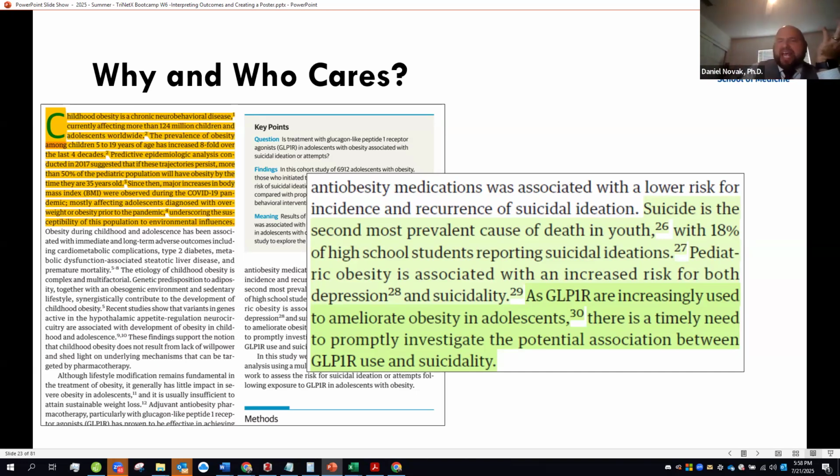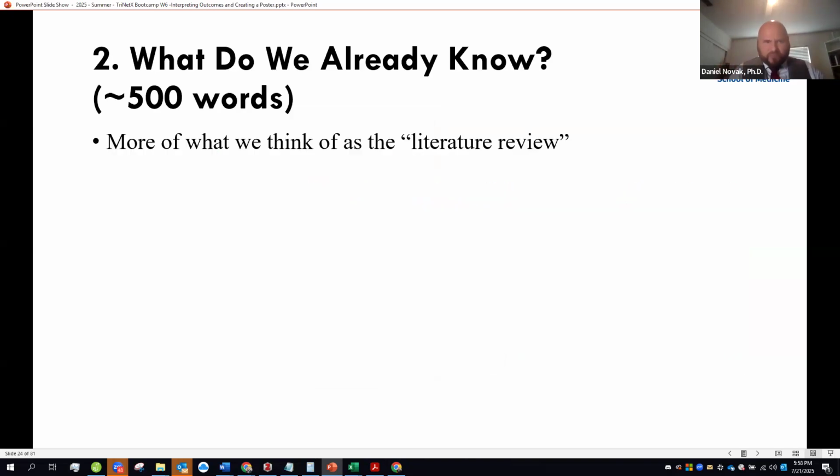And they follow on with that: as GLP-1 are increasingly used to ameliorate obesity in adolescents, there's a timely need to promptly investigate the potential association between GLP-1R use and suicidality. And they go on to say, it could make things worse, it could make things better. We don't know, and that's why this study needs to be done. Lives are at stake. Pretty good why and who cares, right?